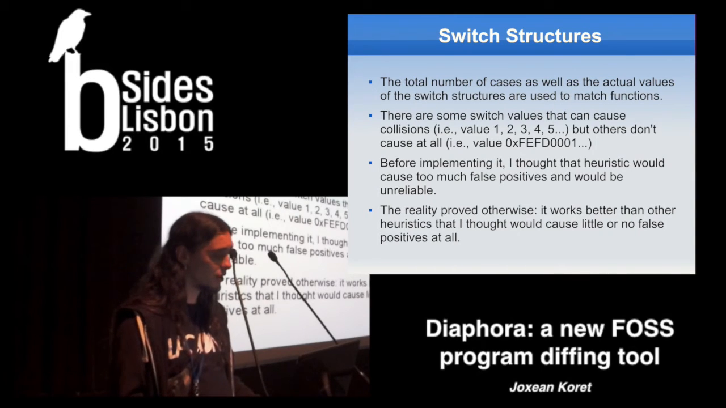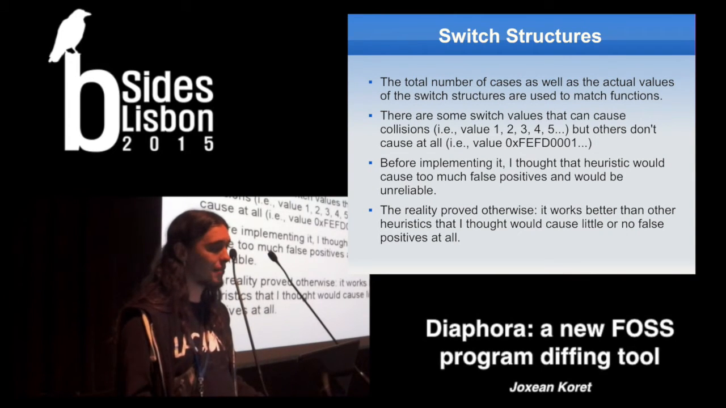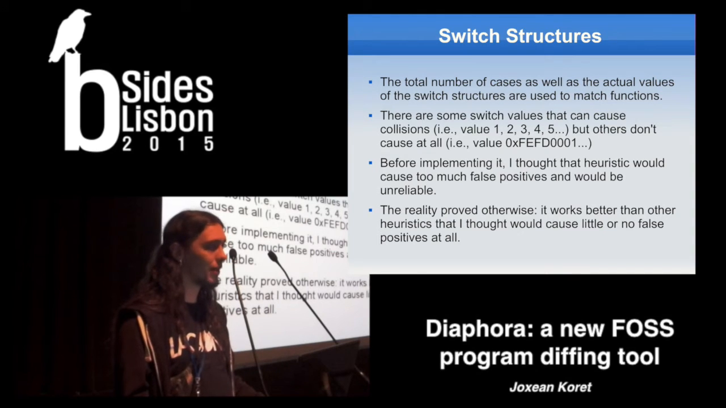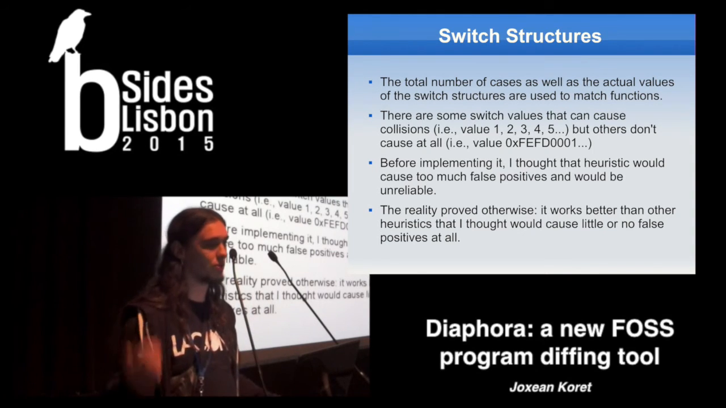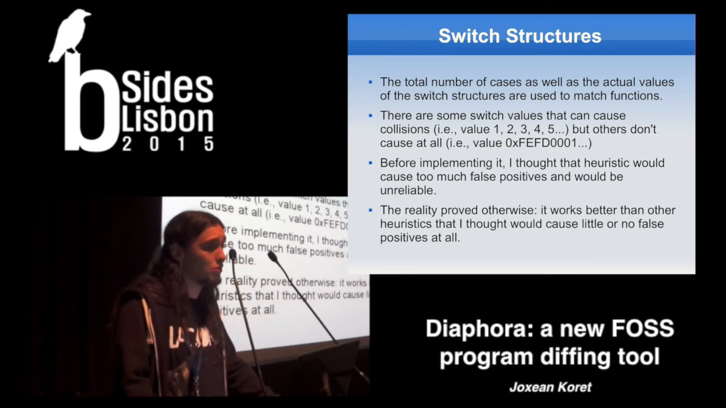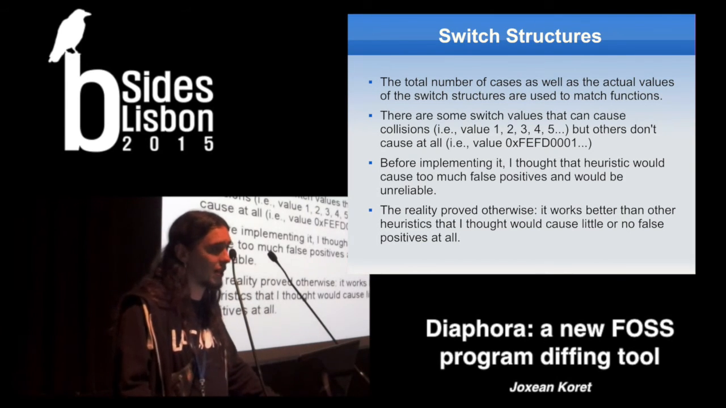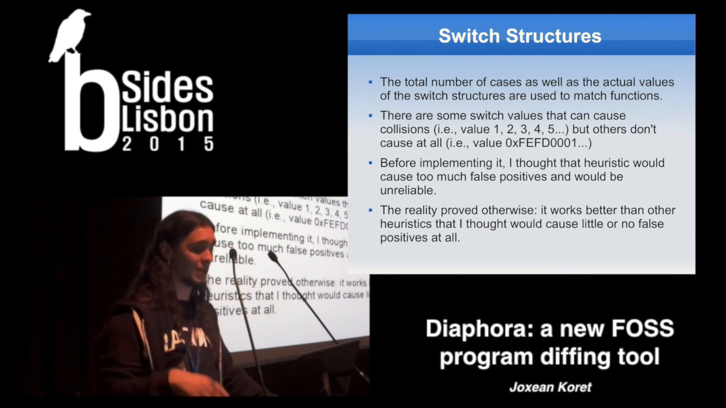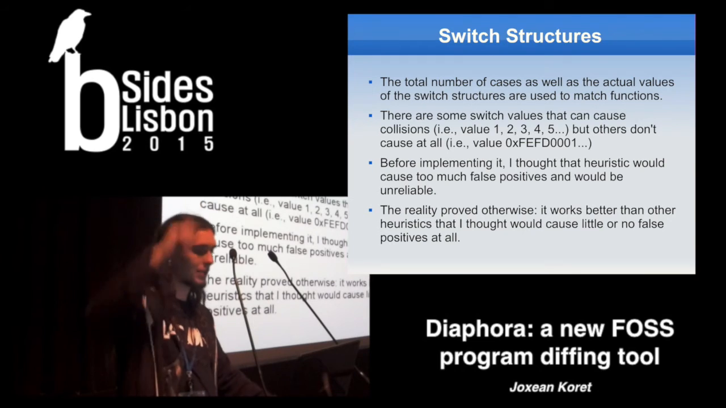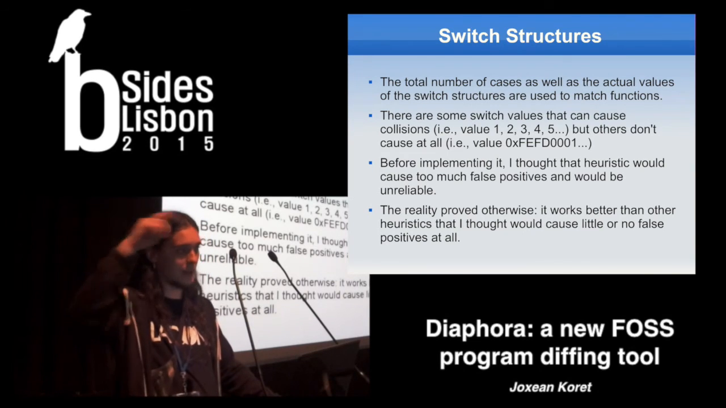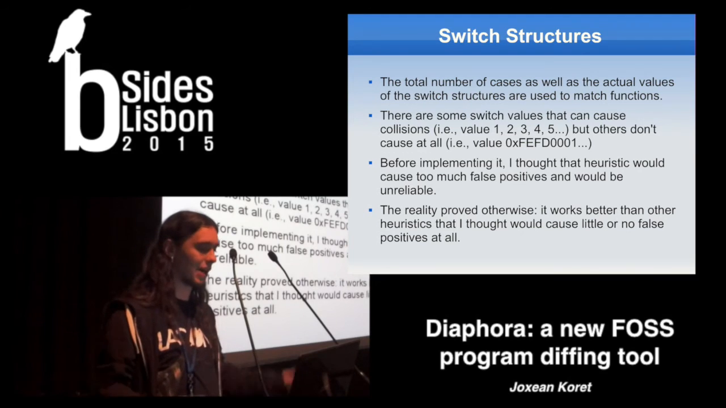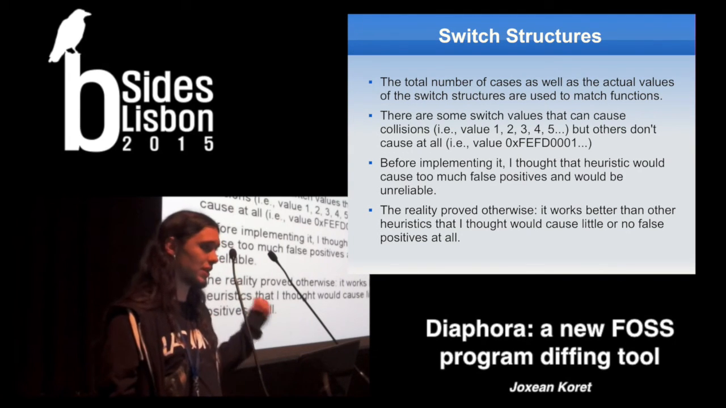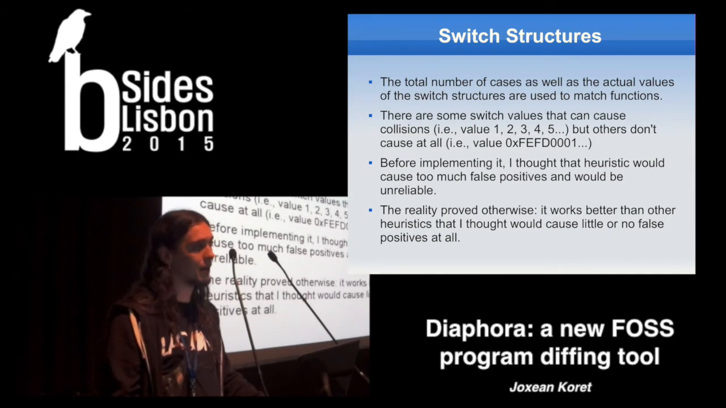Okay, switch structures. It considers the total number of cases as well as the actual values of the switch structures that are used to match functions. There are some switch values that can cause a lot of collisions, like if we have switch, whatever, case 1, case 2, case 3, default, which are pretty common, but other cases are not that common, like case 0f1f02, or cases that are uncommon. In such cases, this heuristic actually finds very, very good matches that other tools miss overall.